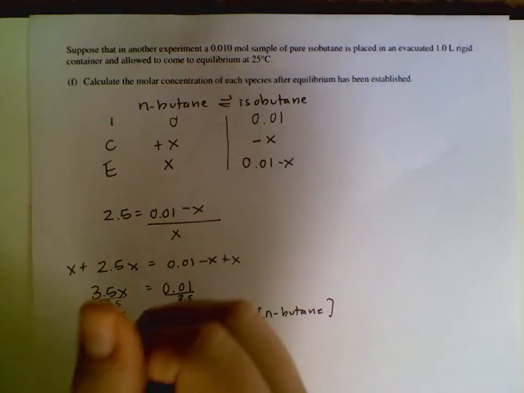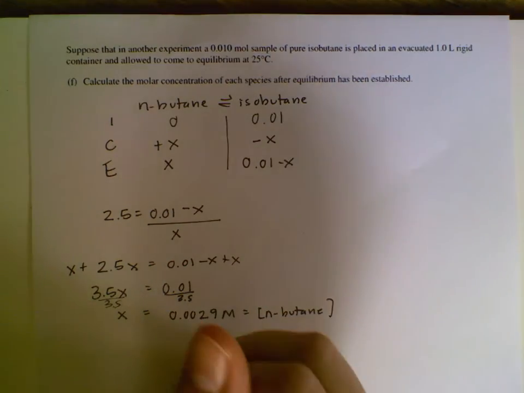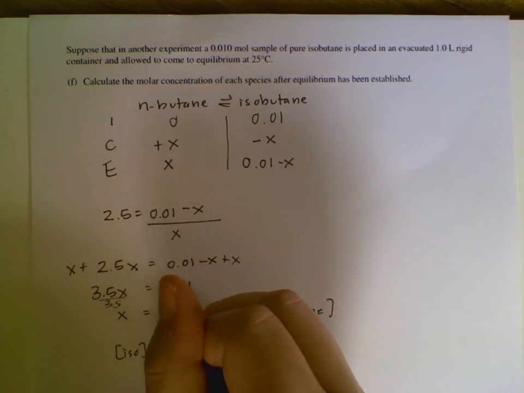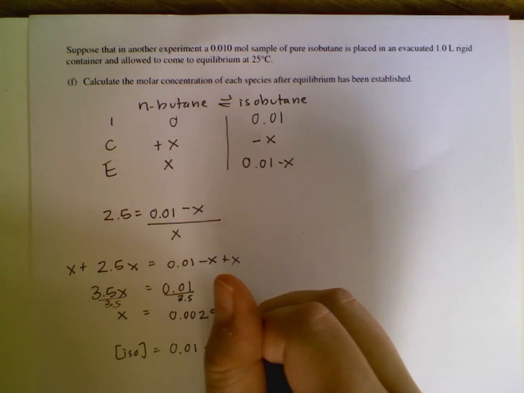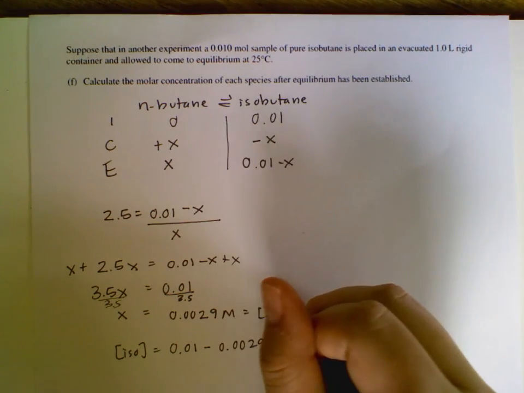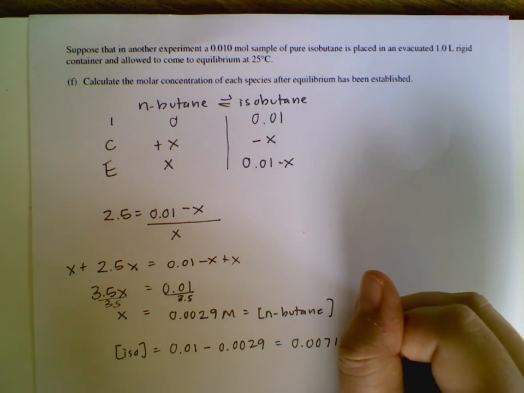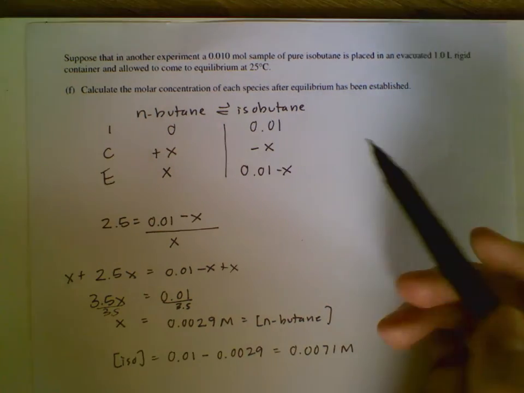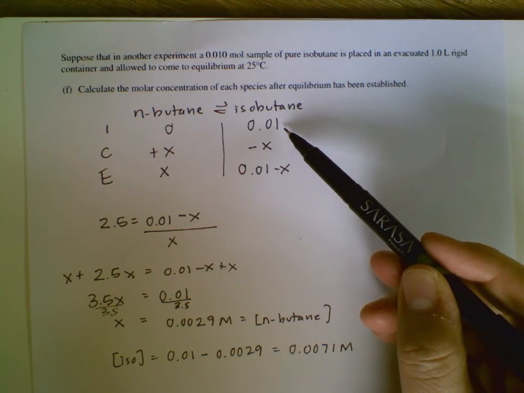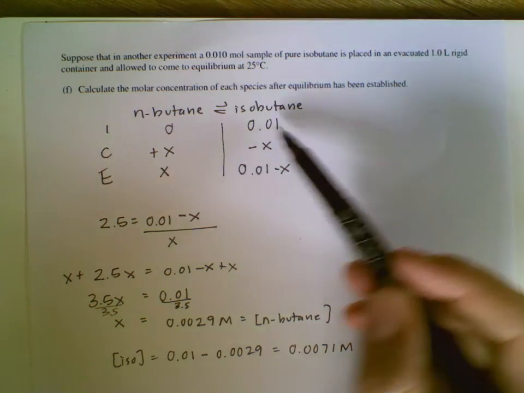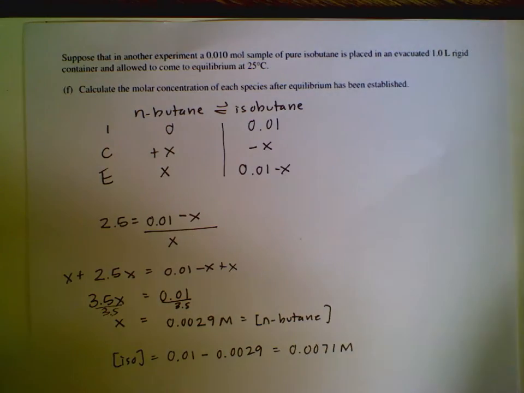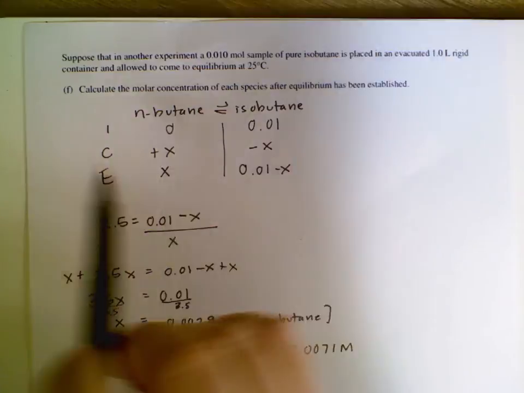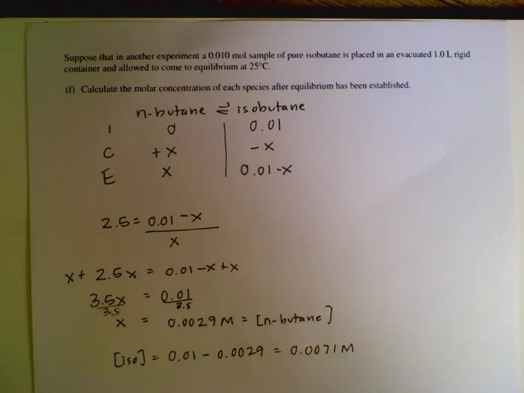And now if I want to find my concentration of my isobutane, what I'm going to do is I'm going to take the 0.01 minus 0.0029, and then I end up with 0.0071 molar. And holy moly, it is exactly the same. Again, the reason this works is because I'm starting off with the same concentration on my reactant side and my product side as I did in the previous one. I kind of said that stupidly. So the isobutane's concentration here is the same as the N-butane's concentration was in the first one.